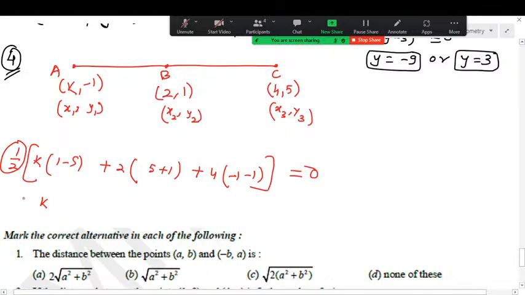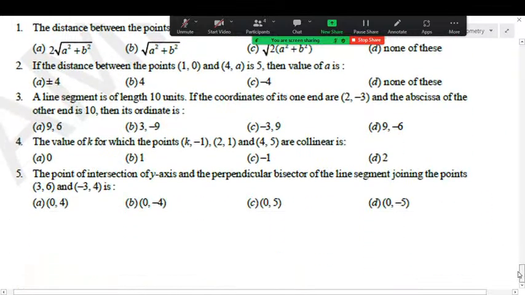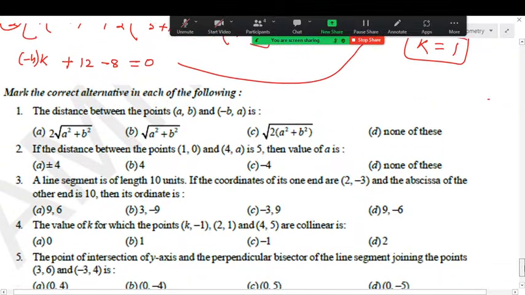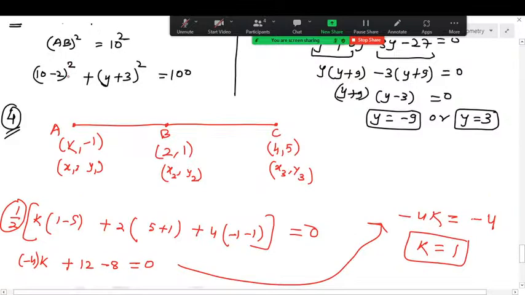K times 1 minus 5 is minus 4. Plus 6 2s are 12. And 4 and minus 2 get multiplied to give you minus 8. And further, if you just figure it out, minus 4k and plus 4, shift it here, you get minus 4 and k is 1 over here. It can be solved very easily if you apply this approach. The option number B is correct for this question.